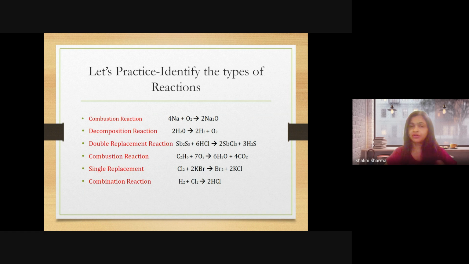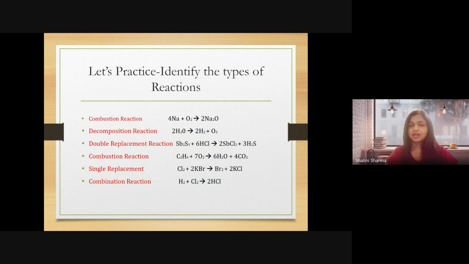What type of chemical reaction is this? This is an example of combustion reaction. And why is that? The hint to recognize combustion reaction is one of the reactants is always oxygen, because combustion takes place in presence of oxygen. So you'll see on the reactant side, one of the reactants is oxygen. So that makes it a combustion reaction.